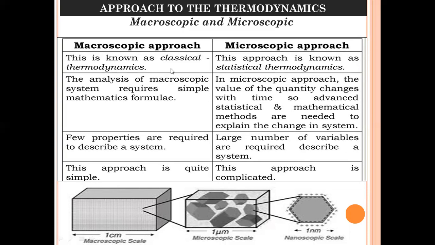In other words, we can say that the macroscopic approach to thermodynamics is concerned with the gross or overall behavior of the system. Whereas in the microscopic approach, the system is considered to be made up of a very large number of discrete particles, known as molecules, and these molecules have different velocities and different energies, and the values of this energy are constantly changing with respect to time.